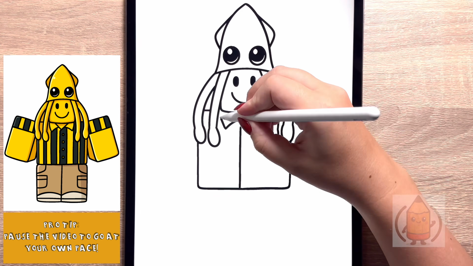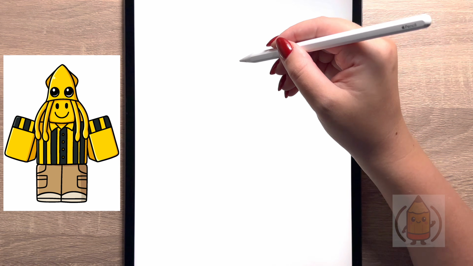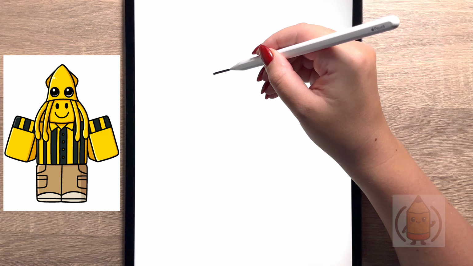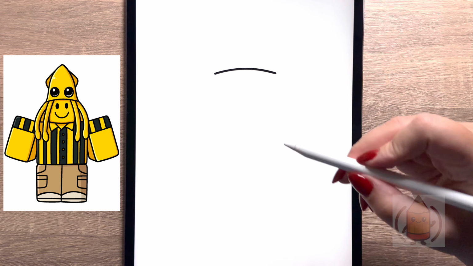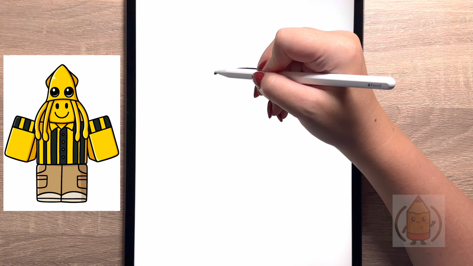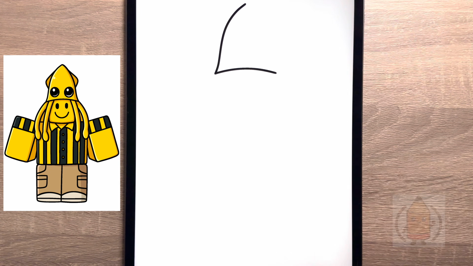Today we're going to be learning how to draw the Squid Kid from Roblox 99 Nights in the Forest. So first we're going to start with the top of the hat. So we're going to curve this over and then through on the right. We're going to start on the left. We're going to dip this line in, bringing this back over and then through towards the top.